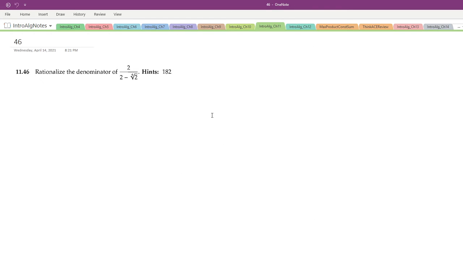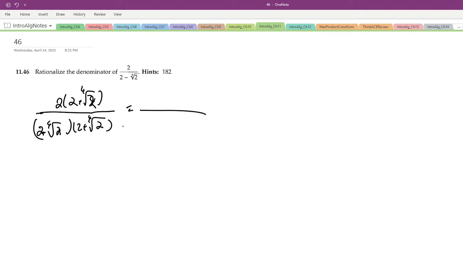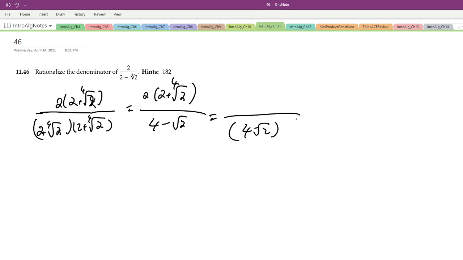Next, let's rationalize the denominator. For this one we always use the difference of squares, with 2 root 4 2 and 2 plus root 4 2. Then this one is equal to 4 minus root 2 and 2 times 2 plus root 2 root 4. Then we do the difference of squares again.